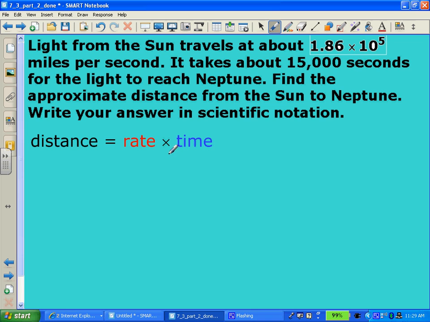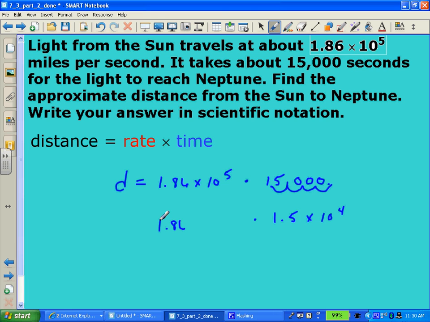So we're going to use this formula, which I'm sure you've seen before, distance equals rate times time, to figure this out. But we want to know the distance from the sun. We know that the rate the light travels is 1.86 times 10 to the 5th. And the time that it takes to get there is 15,000 seconds. So to figure this out, the first thing I'm going to do is write 15,000 in scientific notation, which we worked on in just the previous section here. So 15,000 is the same as 1.5 times 10 to the 4th.